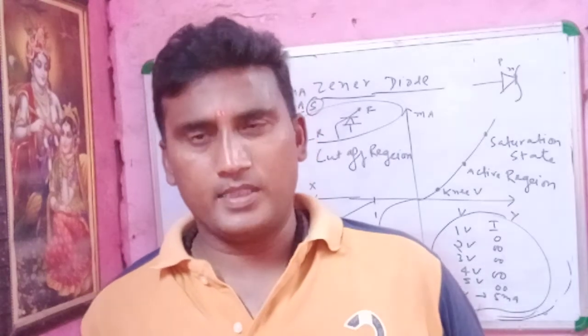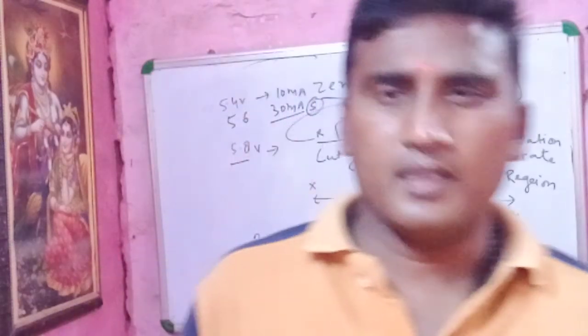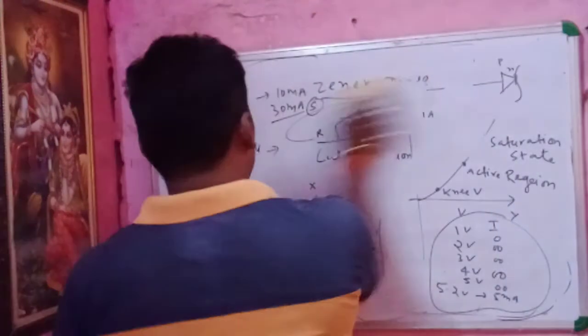The Zener diode always functions in reverse bias. How will we represent it? With the help of a circuit diagram, like this.